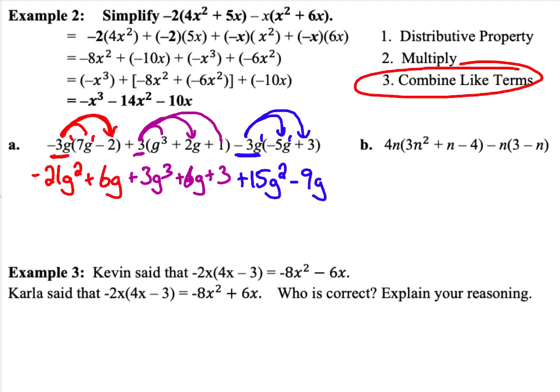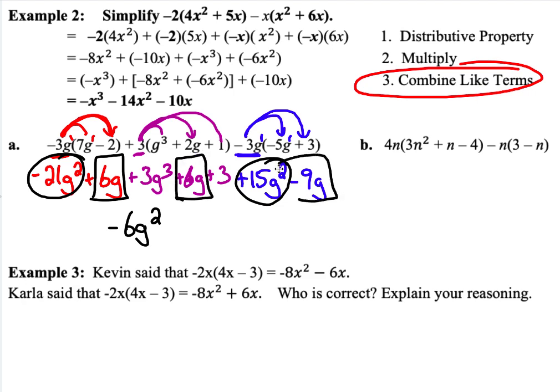Now I come back and look, can I combine any like terms? Well, I have a negative 2g squared and negative 21g squared and 15g squared. That's negative 6g squared. I have 6g plus 6g plus negative 9g is 3g. I just have the 1g cubed term, but since it has the largest variable, it's going to get listed first. And then I have the plus 3. So as we're doing this, we're going to write the variables so that our variable with the highest exponent, the highest degree goes first, and then we're going to go down the list.